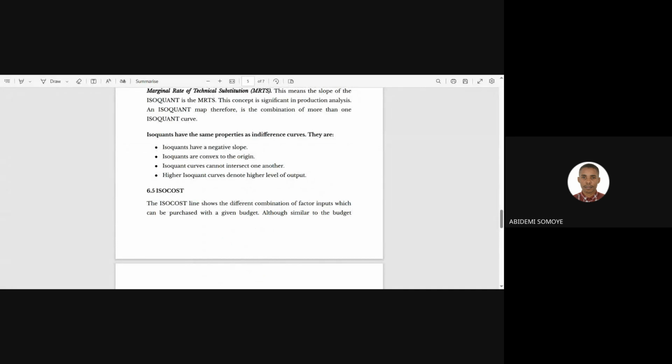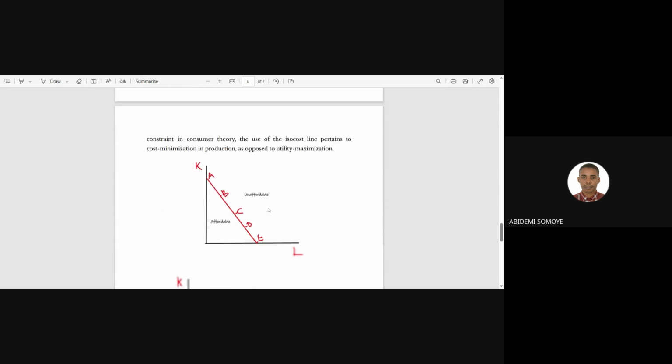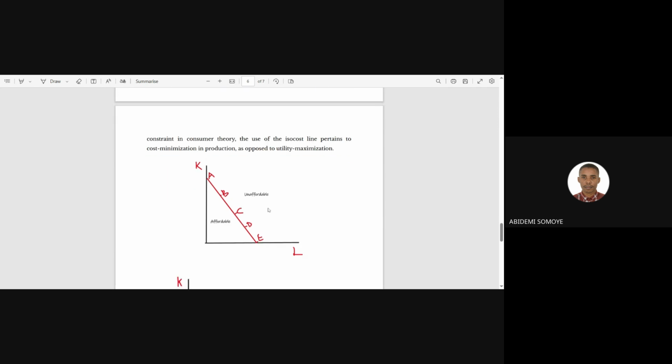Now let's take a look at isocost. The isocost line shows the different combinations of factor inputs which can be purchased with a given budget. Although similar to the budget constraint in consumer theory, the isocost line pertains to cost minimization in production as opposed to utility maximization. So you could see capital, labor, and all the points. Can you tell me, from all those points A, B, C, D, E, and inwards, what does that mean?